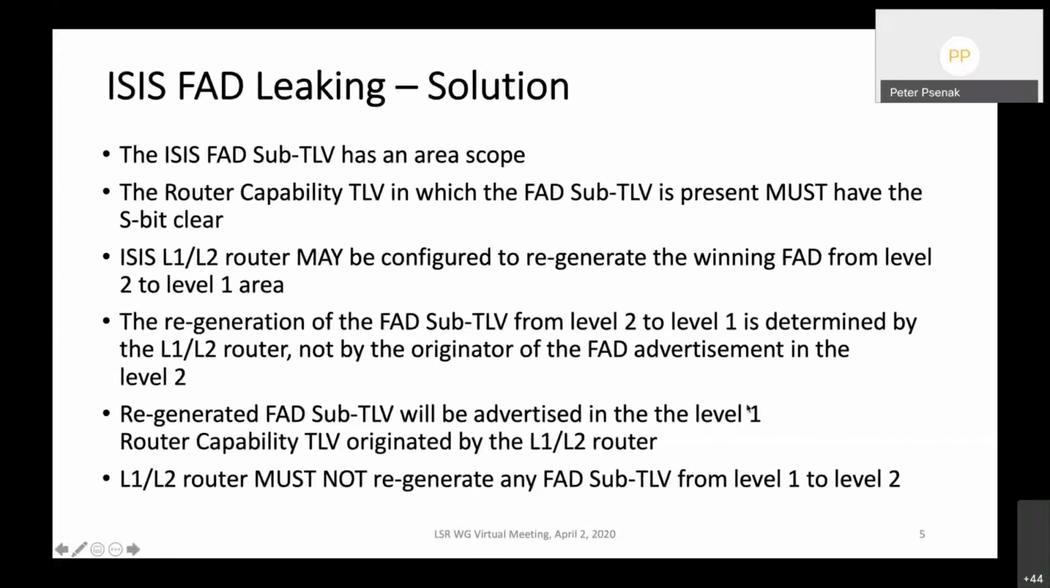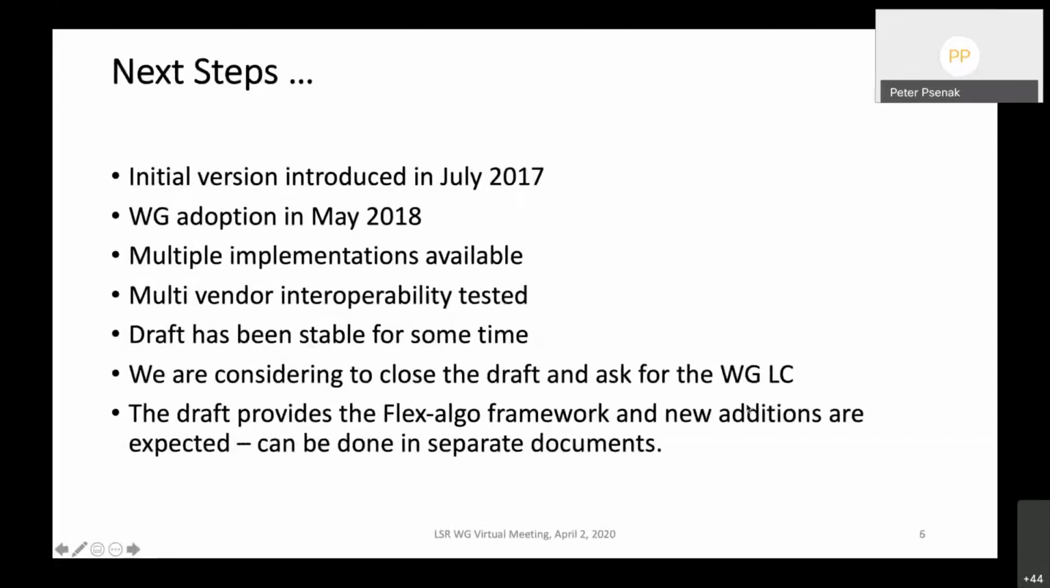So we put the text in the draft saying the L1/L2 router must not regenerate the FAD from L1 to L2. Basically, what it does is take the winning FAD from L2 and advertise it as its own FAD into L1. This is basically in a nutshell what it is. Those are the two small additions we added to the draft.